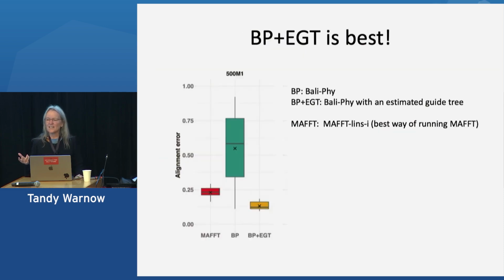So first of all, giving BAli-Phy an estimated guide tree, compared to letting BAli-Phy just run, has the lowest error. Here's what it gets if you don't give it an estimated guide tree, and we're just looking at alignment error. And this is MAFFT. So BAli-Phy plus an estimated guide tree gives better alignments than MAFFT, and they both give better results than BAli-Phy run by itself. So you're getting better alignments by fixing one of these things, not co-estimating.